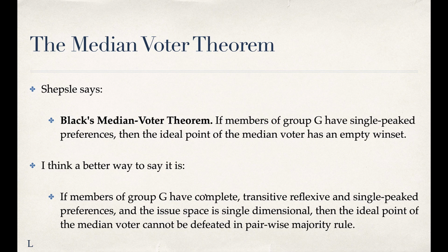So if members of a group have complete, transitive, reflexive, aka rational preferences, and single-peaked preferences, and the issue space is single-dimensional, I just mentioned that, this holds for single-dimensional issue models. So it has to be plausible that what we're considering, everyone basically considers it on a continuum, the same continuum, from 0 to whatever, all right? If those things hold, then the ideal point of the median voter cannot be defeated in pairwise majority rule, all right? That is the median voter theorem.